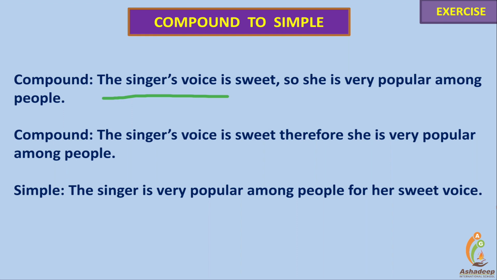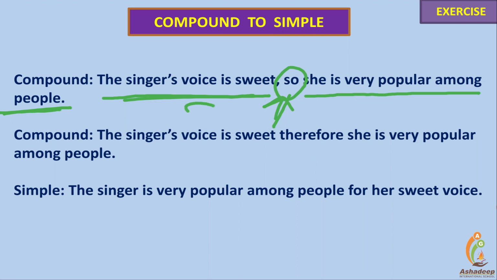The singer's voice is sweet, so she is very popular among people. So is the coordinating conjunction. Why is she popular? That's the result of her sweet voice. Because of her sweet voice, she is very popular. Now, friends, we will remove the coordinating conjunction, and either of the clauses will be converted into a phrase to make it a simple one. The other example of compound uses therefore in place of so.